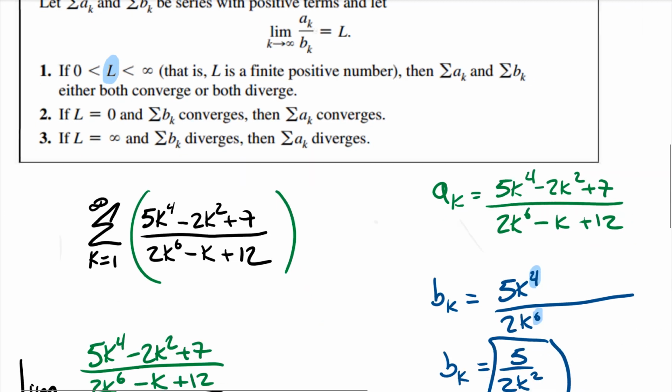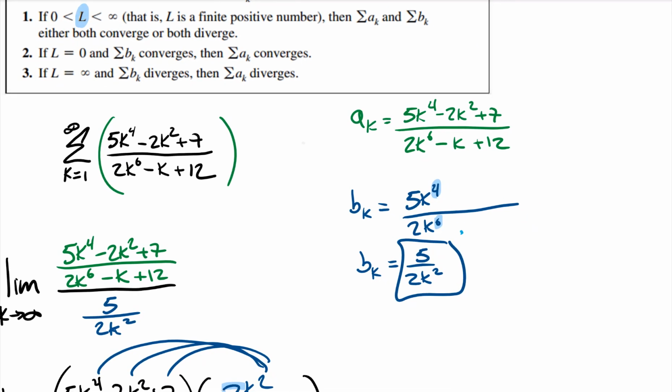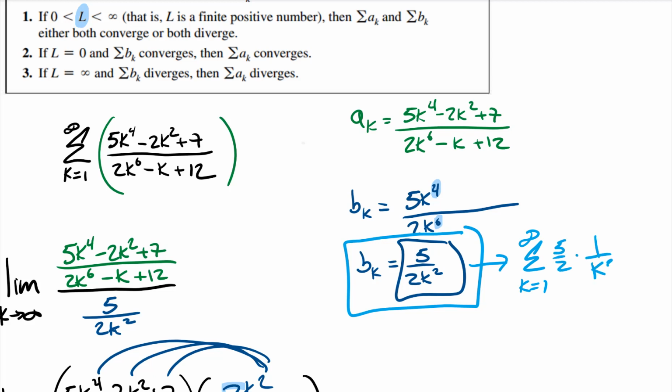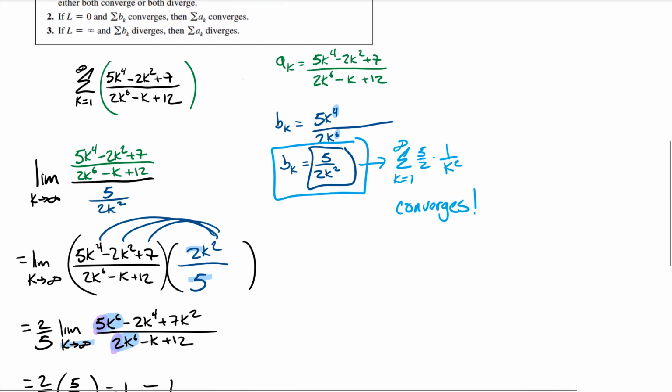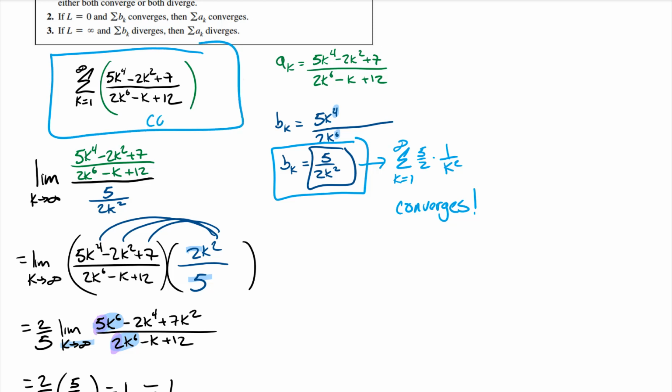Well, shoot. Does B sub k converge? If we were to take the sum from k equals 1 up to infinity of 5 over 2 times 1 over k squared, does that converge by p-series? Yeah, it does. So our B sub k converged. Therefore, our original converges as well by the limit comparison test, LCT.